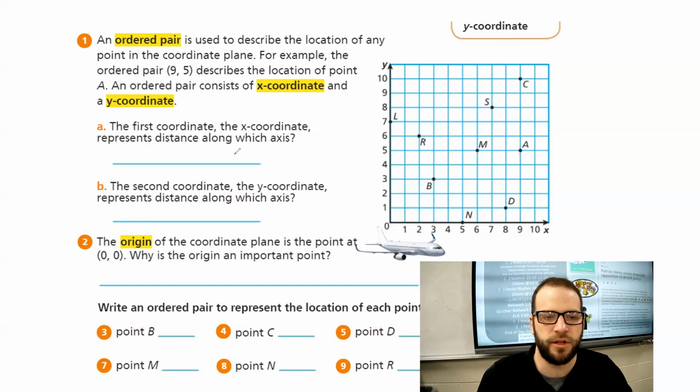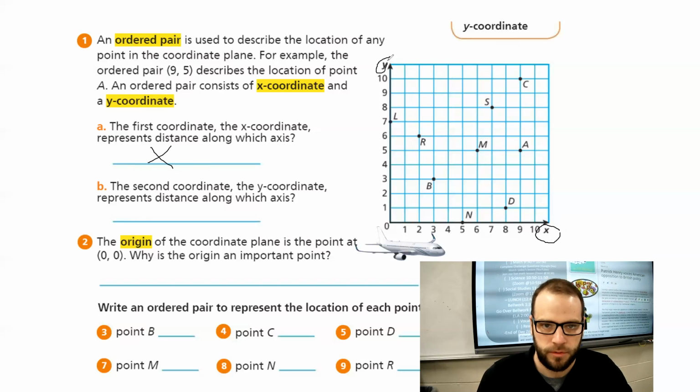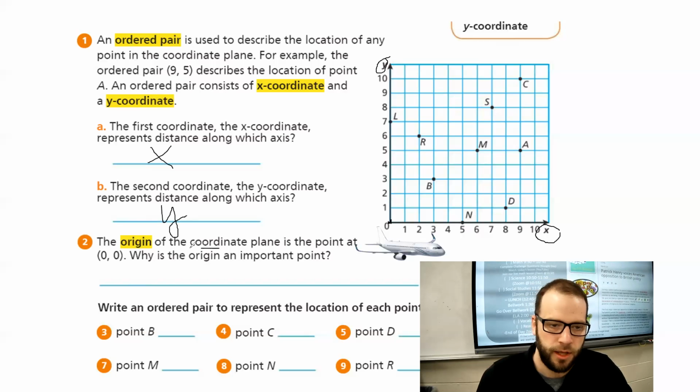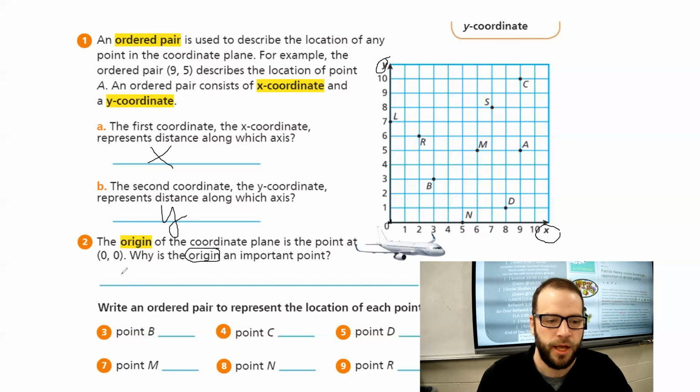The first coordinate, the x coordinate, represents the distance along which axis? X. The second coordinate, the y coordinate, represents the distance along which axis? The y. And it says the origin of the coordinate plane is the point at 0, 0. Why is the origin an important point? Well, here's the origin, 0 over, 0 up. Because that's where everything starts. It's where everything originates, hence the word origin, okay? That's where everything starts or begins.